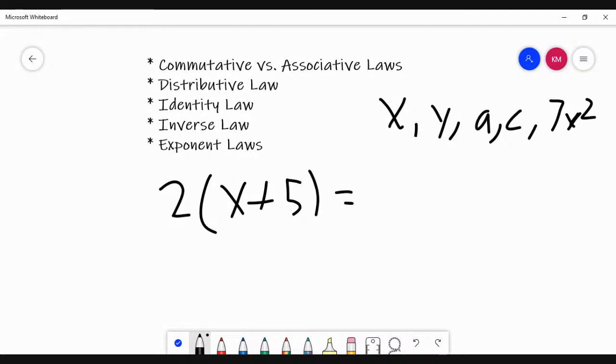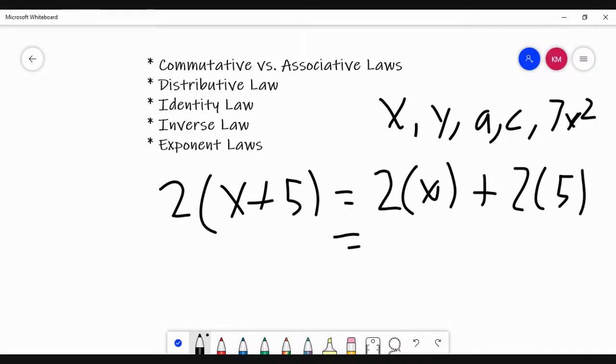You'll see something like 2 times the quantity x plus 5. Well, based on distributive property, that means I multiply the 2 to the x and I multiply the 2 to the 5. So then 2 times x is 2x. Whenever you are multiplying a letter to a number, it's the number and the letter. I know it seems like it shouldn't be that simple, but it really is that simple. 2 times x will always be 2x. Once we multiply the letter to the number, then 2 times 5 gives me 10.